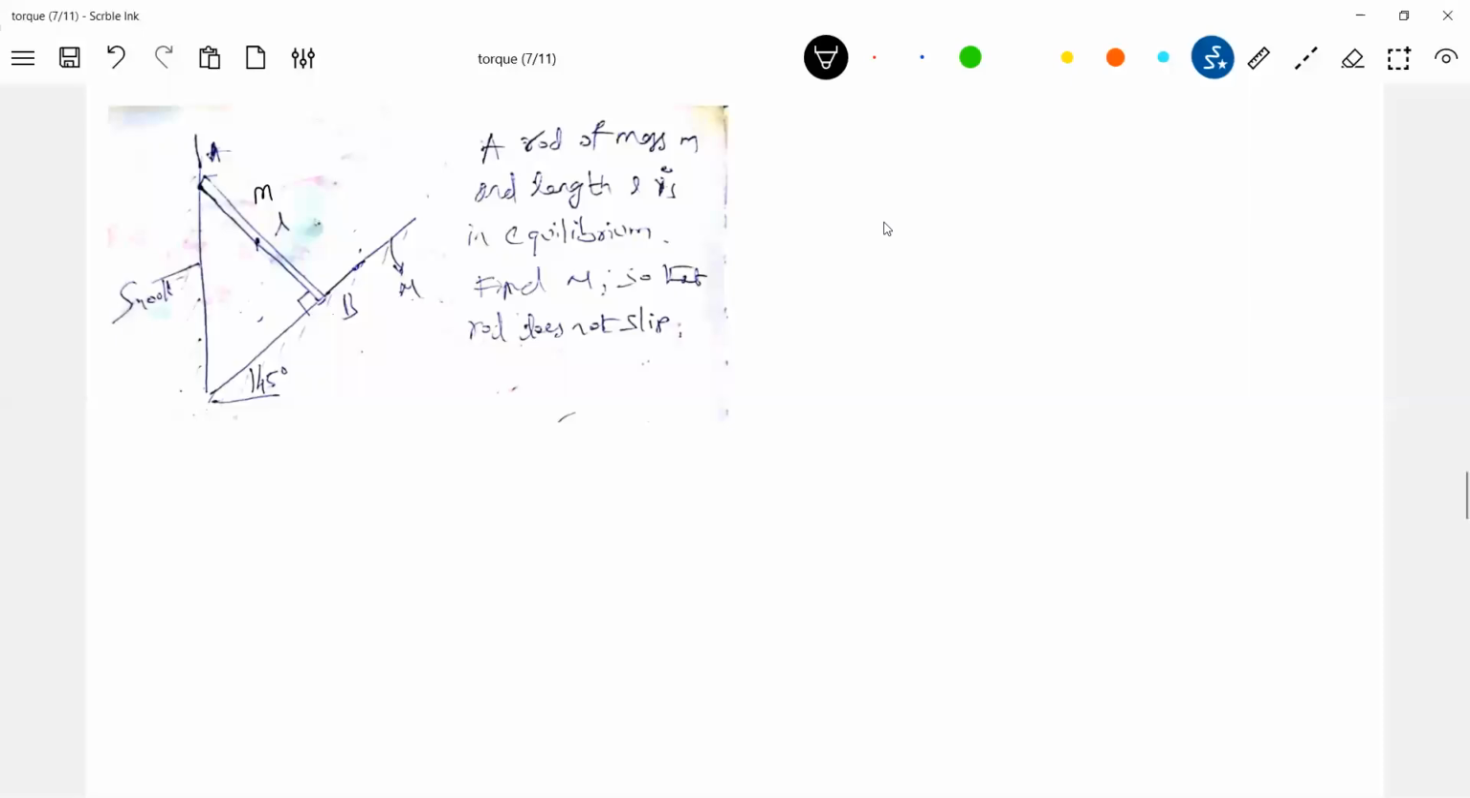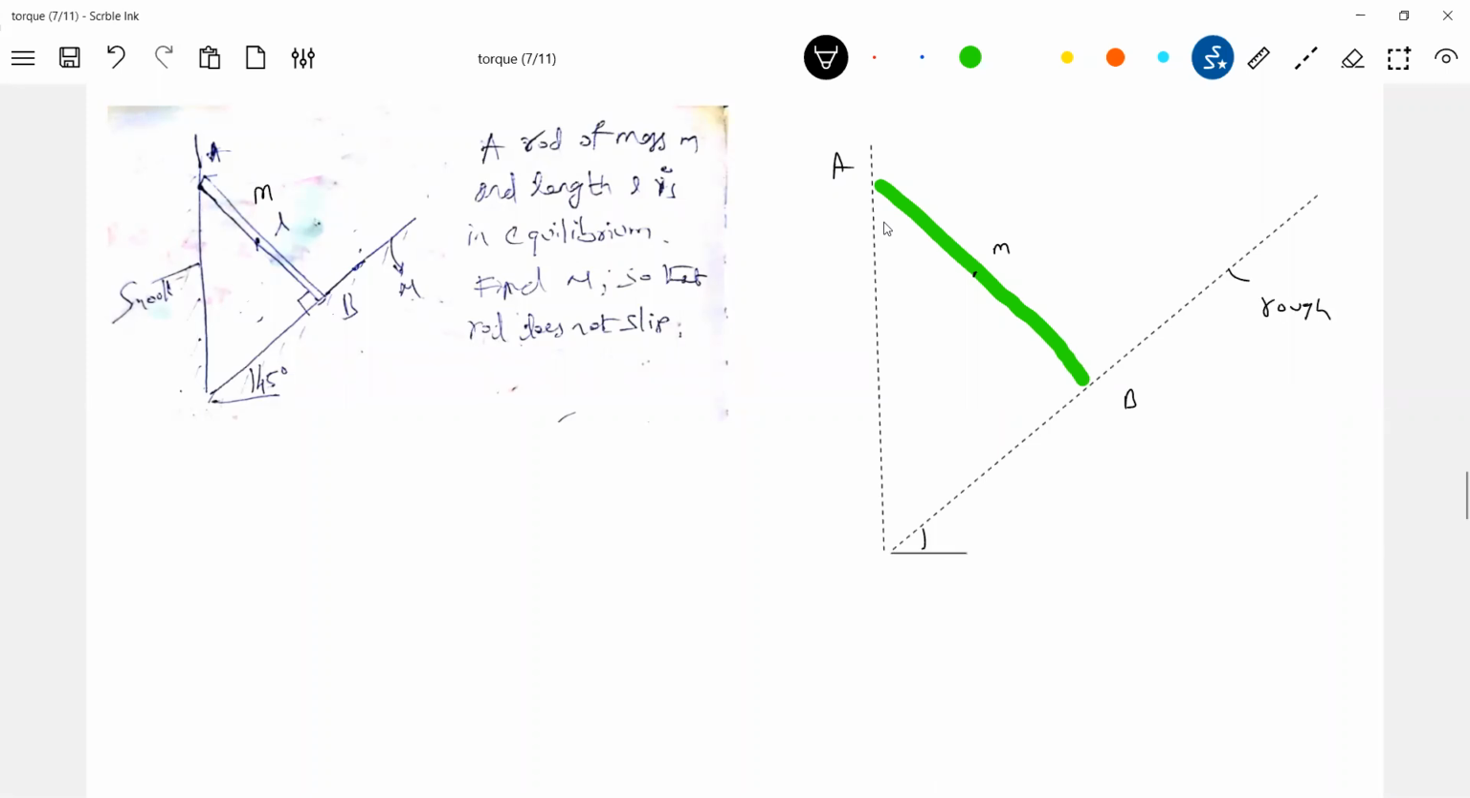Rod does not slip. The diagram, a little bit. This is a rod. This is point A and point B. And this is rough, it is telling. This angle, let it be 45 degrees.